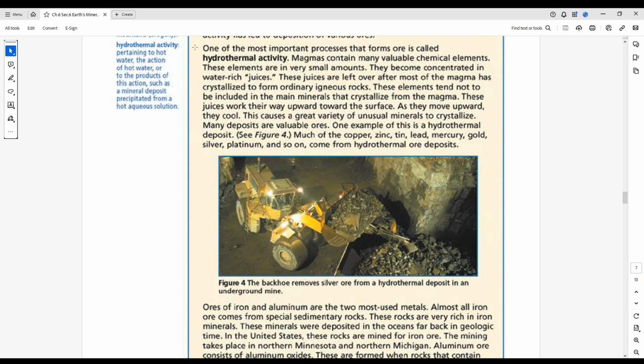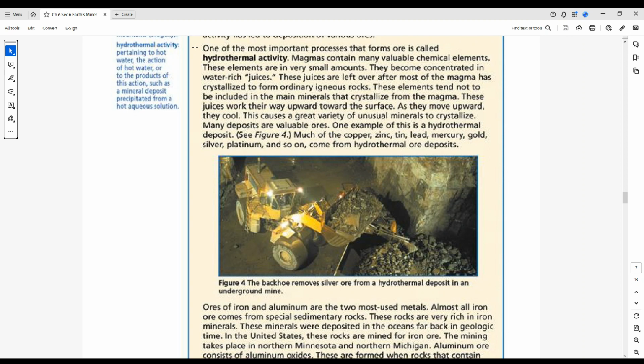One of the most important processes that forms ore is called hydrothermal activity. Magmas contain many valuable chemical elements. These elements are in very small amounts. They become concentrated in water-rich juices. These juices are left over after most of the magma has crystallized to form ordinary igneous rocks. These elements tend not to be included in the main minerals that crystallize from the magma.